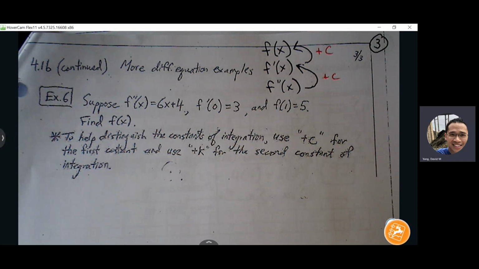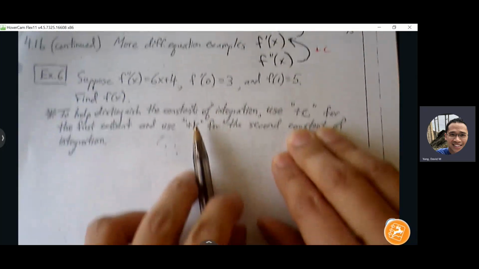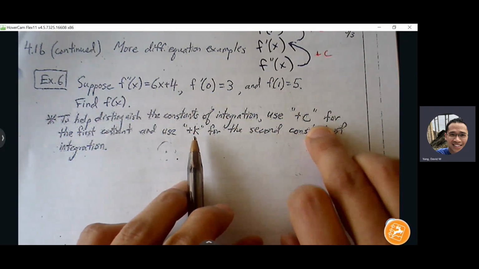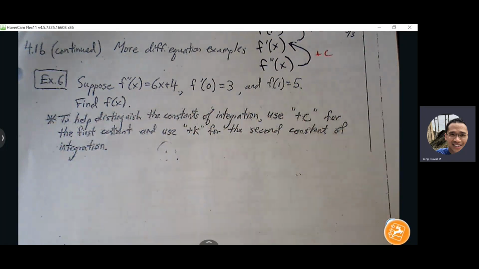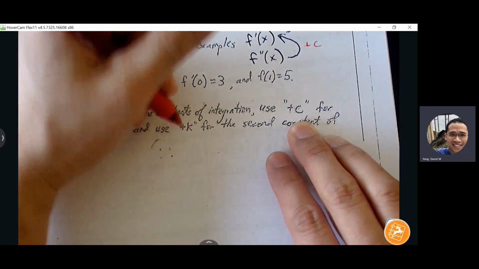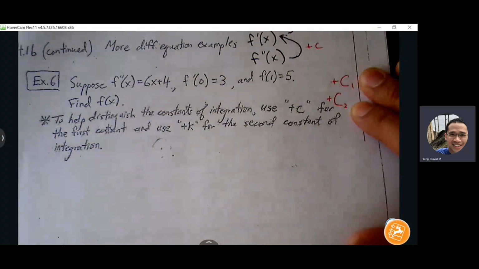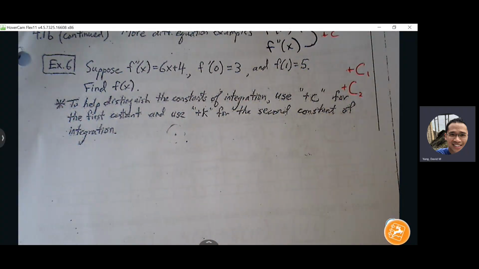Now I'm going to be flip-flopping between notations, just to let you know. It says to help distinguish between the different plus c's, use plus c for the first constant and plus k for the second constant. I realize sometimes that may be more confusing, so it's up to you. You can do plus c and plus k, or you can say plus c sub 1 and plus c sub 2, as long as you can find a way to distinguish them, because the plus c is going to be different across the different antiderivatives.